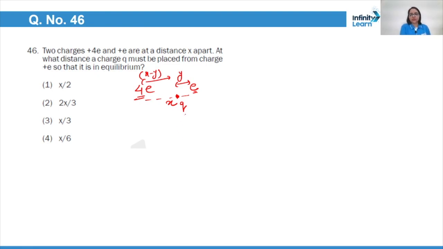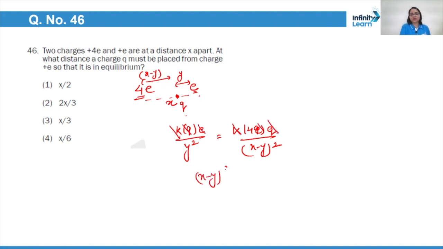So force on charge Q due to small e will be K Q E upon y square. And it should be equal to force on charge Q due to 4E, which is K 4E into Q upon x minus y whole square. So KQE will cancel each other. So we have x minus y whole square is equals to 4y square. Take the square root on both the sides. So you'll get x minus y is equals to 2y. So 3y is equals to x and y is equals to x by 3. So separation should be x by 3 from E. Correct answer is option 3.